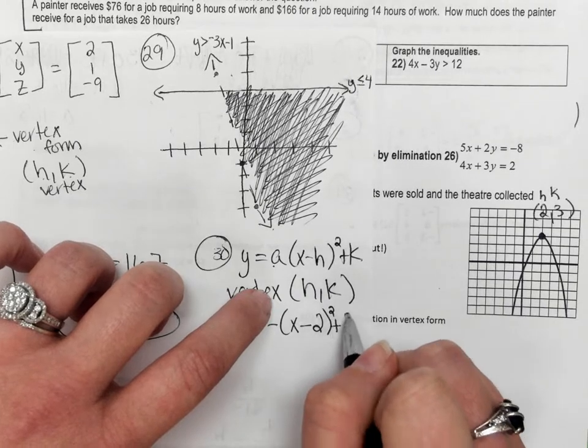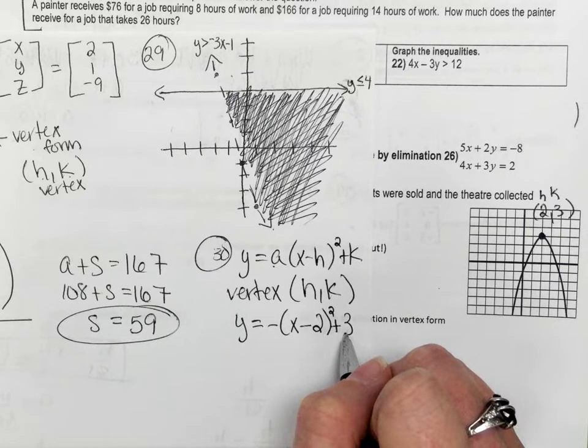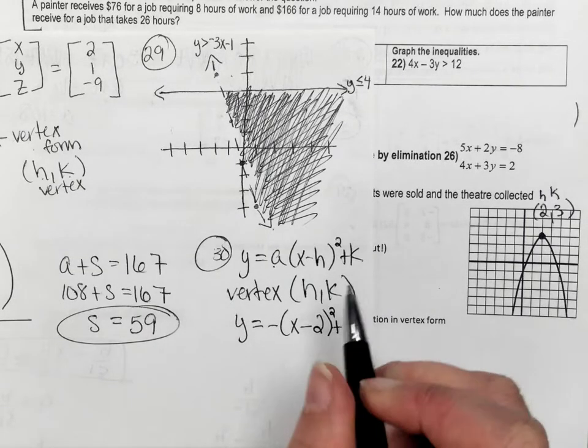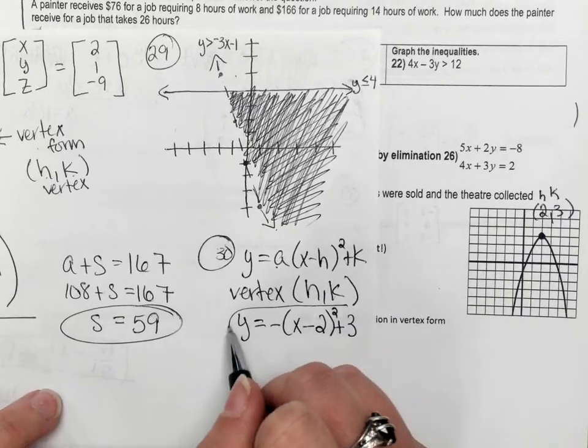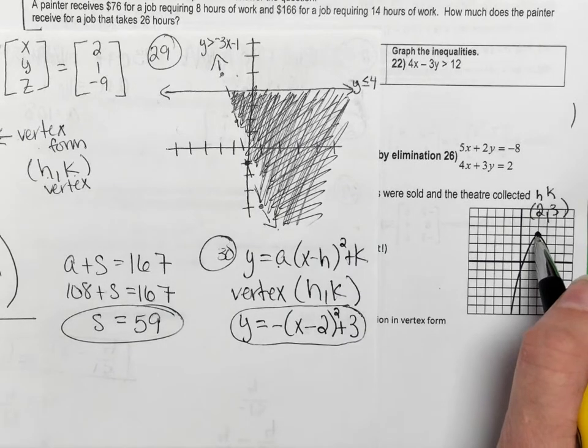So instead of H, I'm going to write 2. Yes, ma'am. It'll just be either positive 1 or negative 1. Yep. And then instead of K, I'm going to write +3, right? Is that a little better? Okay. Yeah, it's just your vertex. And remember, everything from a parabola stems from the vertex.